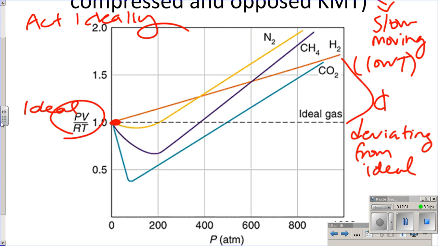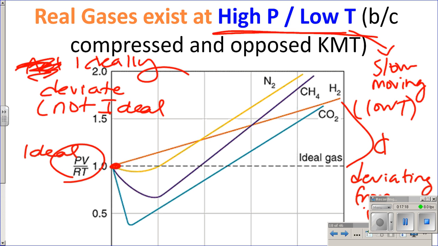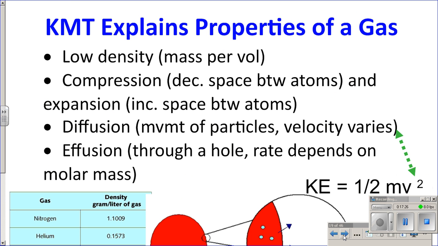What did I just say up here? I just said act ideally. Sorry, I'm forcing them to not act ideally. I meant deviate from ideality. Deviate, meaning they're not ideal under those conditions. I'm forcing them to interact. Sorry about that. I wanted to show you the graph first and then I went ahead and talked about it first.